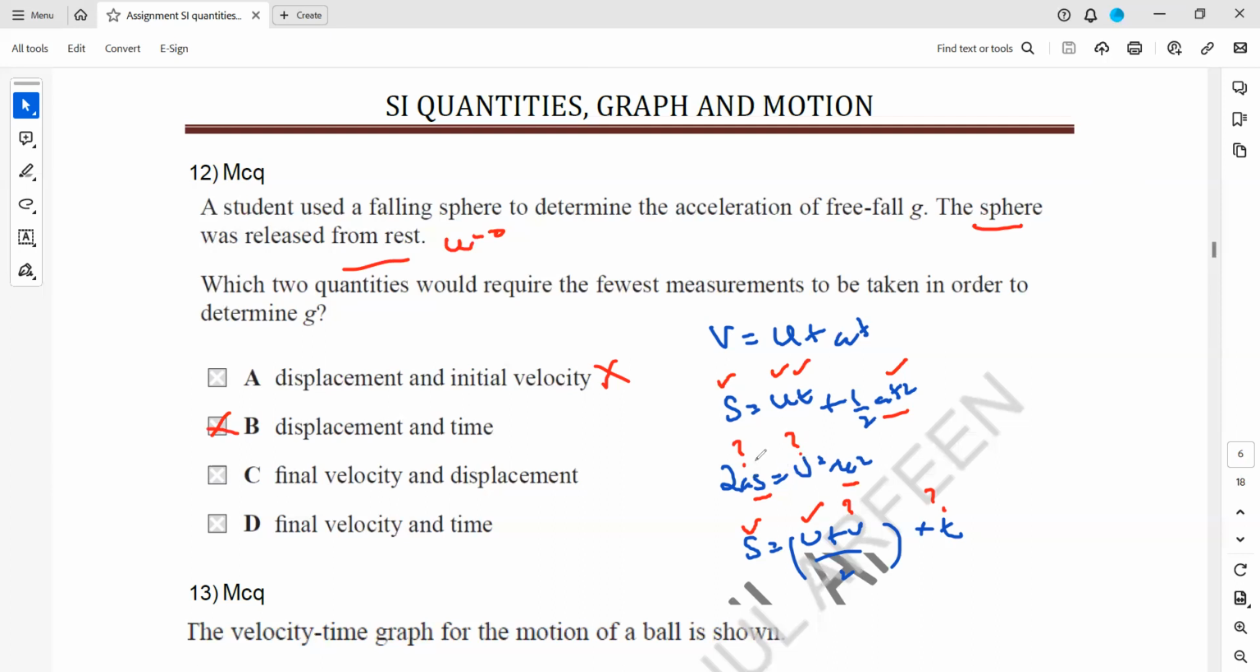Why can we not use this one? We need acceleration, and we have displacement and initial velocity, but we don't have the acceleration and the final velocity. Here also it won't work. The final velocity and displacement: if you check, here there is a final velocity but no displacement. Here there's a displacement but no final velocity. Here we have displacement and final velocity.